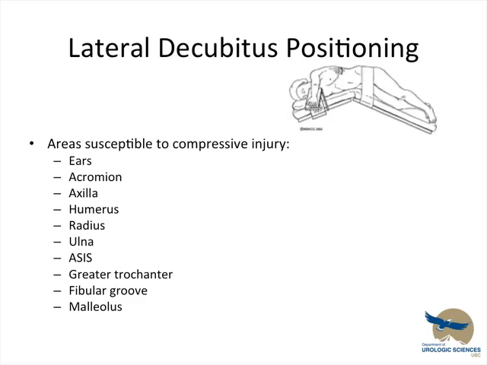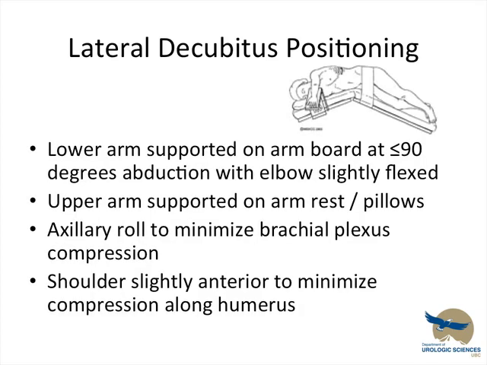So next position we'll briefly talk about is the lateral decubitus position, or the position that was seen in our case. Obviously, the areas susceptible to injury are those on the head, the acromion, the axilla or brachial plexus, along the humerus where the radial nerve runs, behind the elbow, the anterior superior iliac spine, and the lateral trochanter and malleolus.